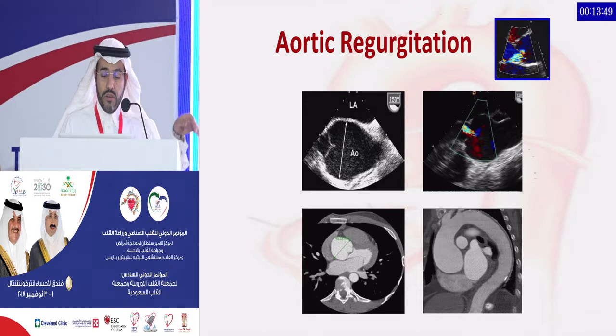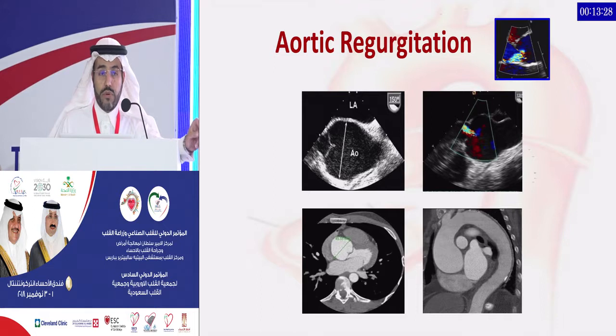So we start by looking at the echo, and we'll notice that the jet in the aortic regurg is a central jet, and the morphology of the leaflet is normal with dilated aortic root with effacement of the ST junction. And then we go to the CT scan to verify the presence of the aneurysm in the aortic root and the size of the aortic root.